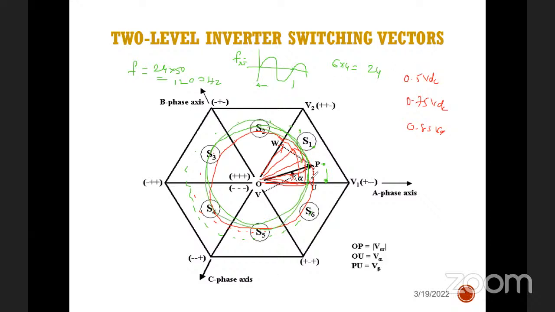For example, you are making it for every 7.5 degrees, 7.5, 15, 22.5, 30 like that. So how many times is it jumping? 60 divided by 7.5, 8 times. So there are 6 sectors, 6 into 8, 48. These are known as samples. So in one cycle it is jumping 48 times, 48 jumpings we are getting. And what is the switching frequency here?